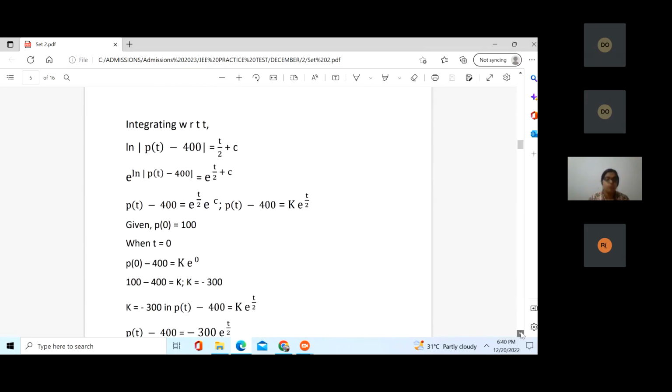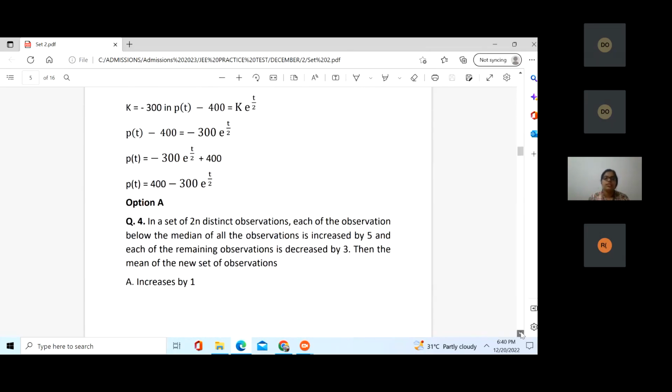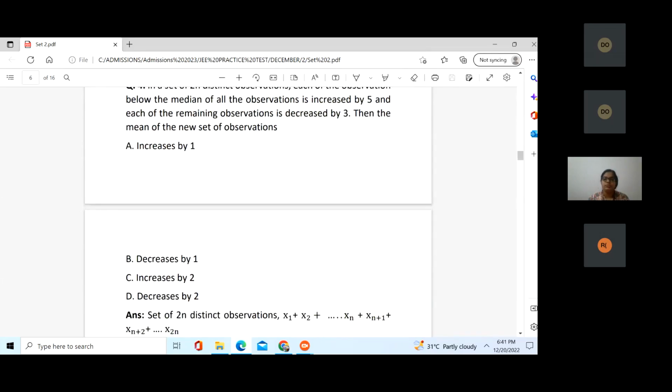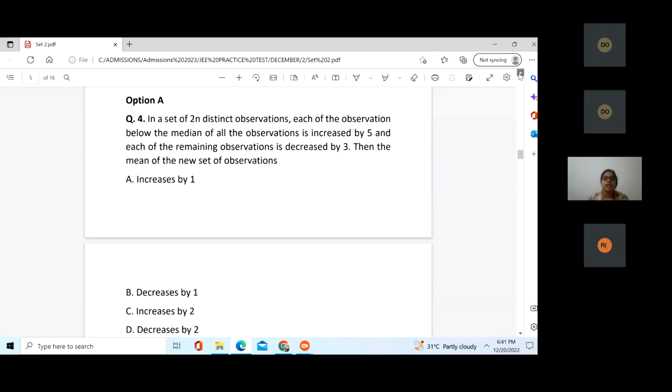Now I think we'll move forward. So this is the next question. This is a very simple question. And I'll just read out the question.